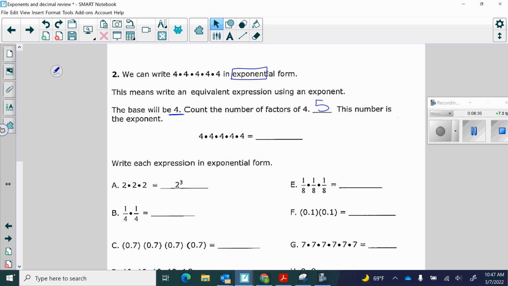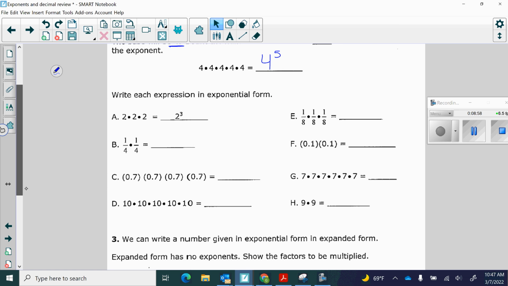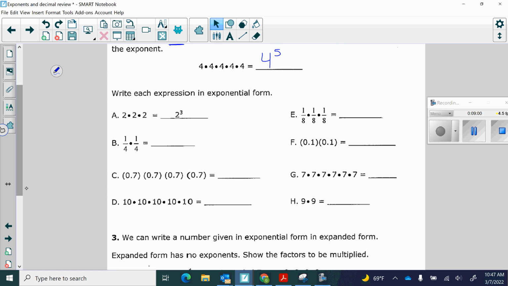Luna? 4 to the power 5. Yes, I would write 4 with an exponent of 5, or 4 to the 5th power. Does that make sense? So 4 is what I'm multiplying, and 5 is how many times I'm multiplying it by itself. So I want you to do B through H, rewrite these in exponential form. You have 2 minutes.